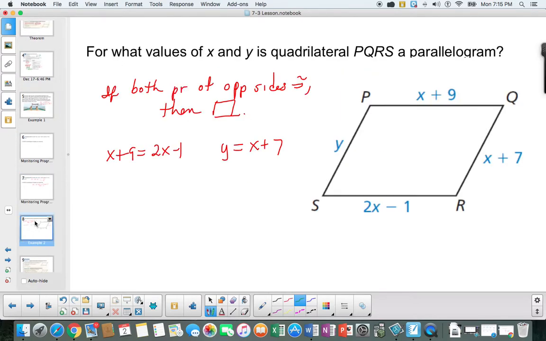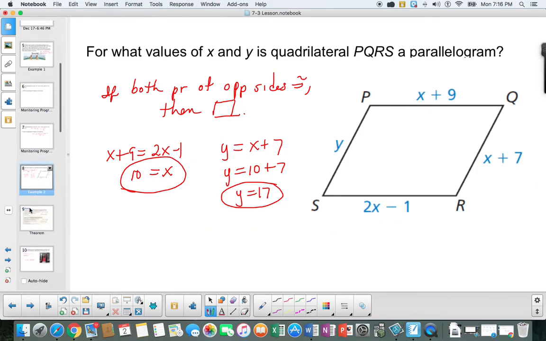For what values of x and y is this quad a parallelogram? Well, since I'm working with sides, I want to show that both pairs of opposite sides are congruent. So I want to set these two equal, and when I do that, I am going to get x is equal to 10. So that's one of my requirements, that x is equal to 10. And if x is going to be equal to 10, I'm going to put 10 over here, and y will have to be 17. When x is 10 and y is 17, then opposite sides are going to be forced to be congruent.